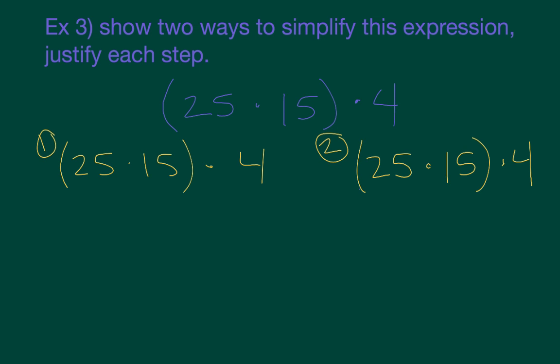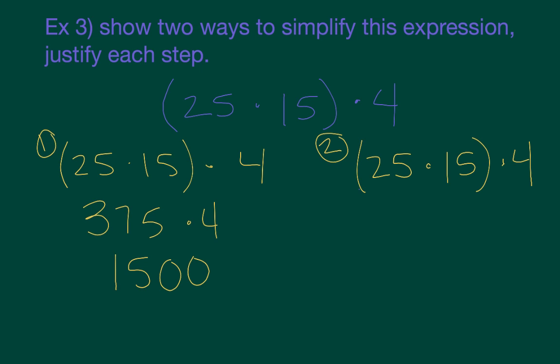Alright, let's look at step 1. Step 1, of course, is just solving it like we normally would solve the equation. Parentheses first, we do 25 times 15, which is 375 times 4, which is 1,500. But we learn with the associative property that no matter how you move your parentheses, you can still solve it the same exact way. The answers are still going to be exactly the same.